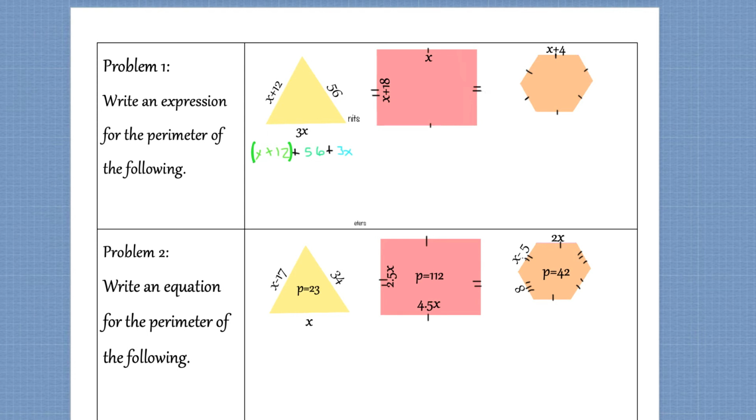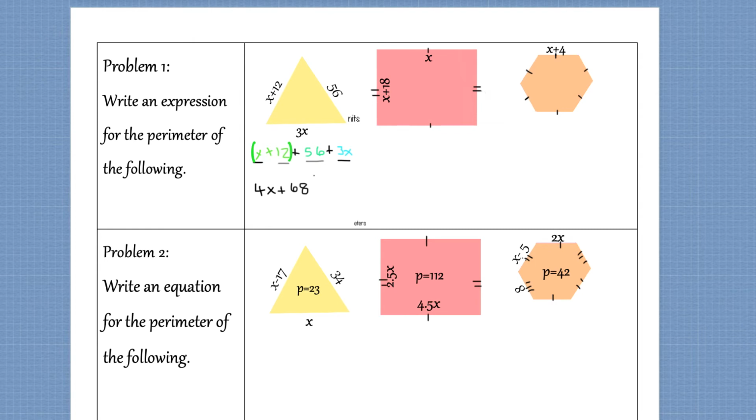And so to simplify it, first we're going to add all of the variable terms. In this one we have the x and the 3x. And so x plus 3x is equal to 4x. And then we're going to add the constant terms, which is 12 and 56, which is equal to 68. And so we're going to add 68, and this is our simplified expression.